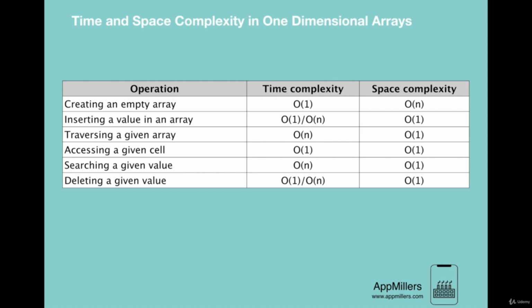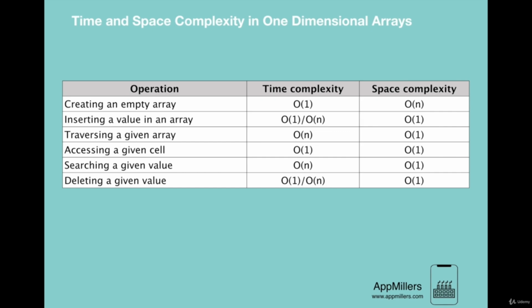So the first operation is creating an empty array. Creating an empty array takes constant time complexity, and space complexity will be O(n). Because when you create an empty array, you have to specify the size of the array. So which means that if the size of the array is n, space complexity will be O(n). This is because the system has to allocate n cells for this given array.